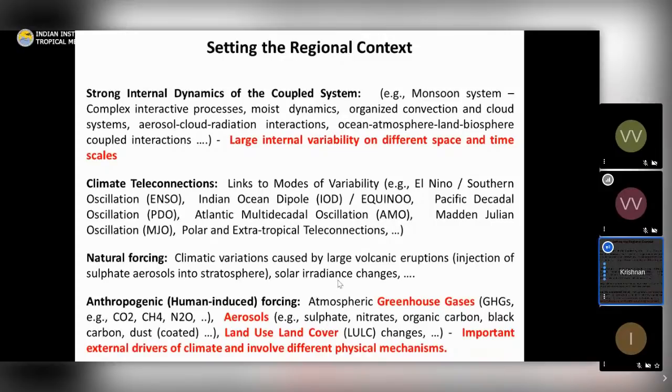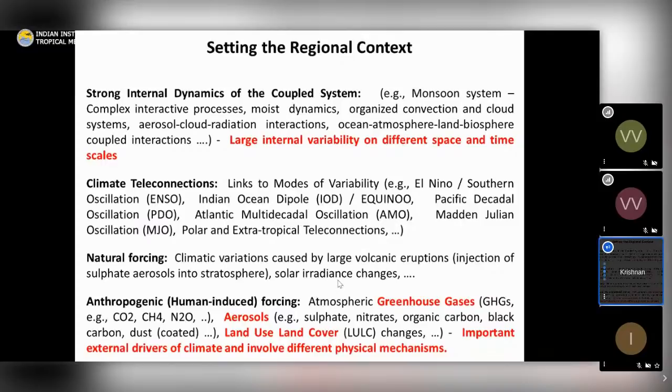And we know that climate variations on different timescales have teleconnections. They have links to various modes of variability, like the ENSO, the El Nino Southern Oscillation in the Pacific, the Indian Ocean Dipole in the Indian Ocean, or the Equinoo, the atmospheric component of that. On longer timescales, the Pacific Decadal Oscillation, the Atlantic Multidecadal Oscillation, the Madden-Julian Oscillation, which is on the 30 to 60 day timescale, as well as the polar and extratropical connections. So this we have to keep in mind. This is also assessed in the chapters.